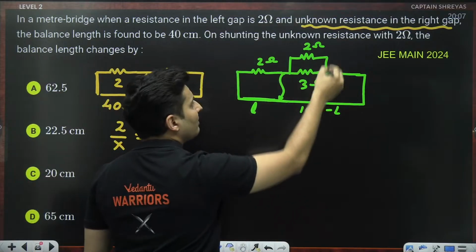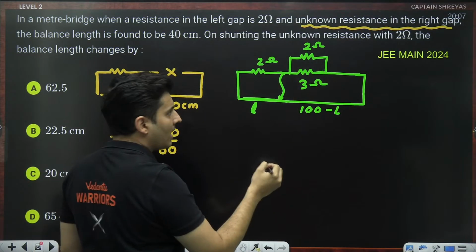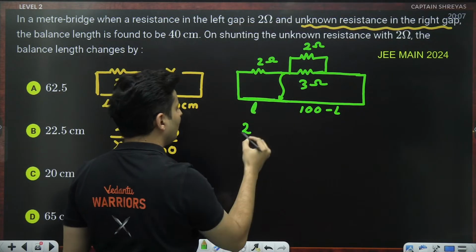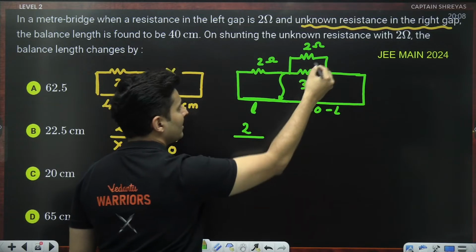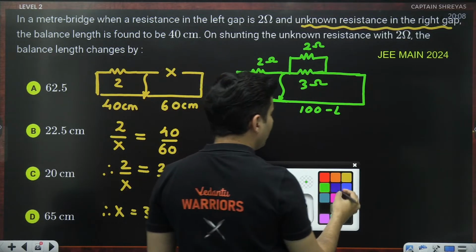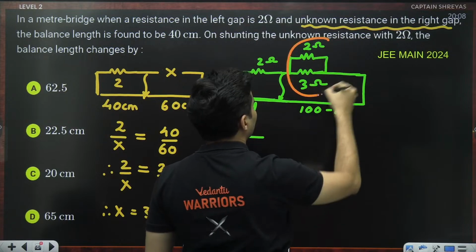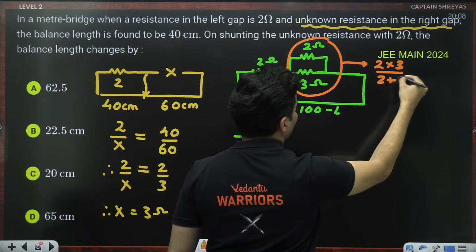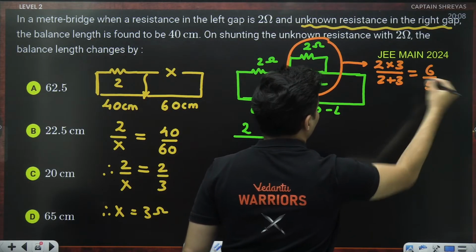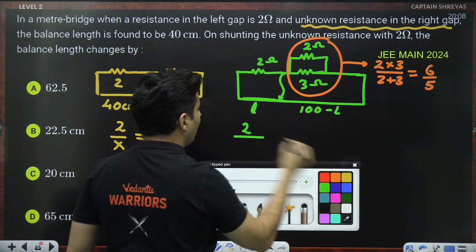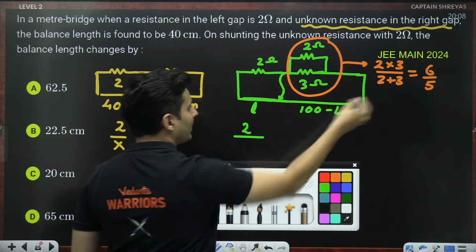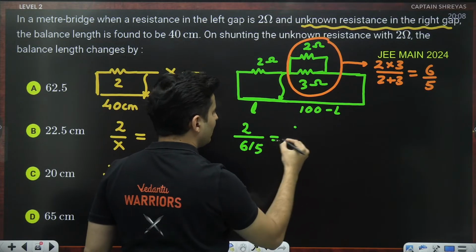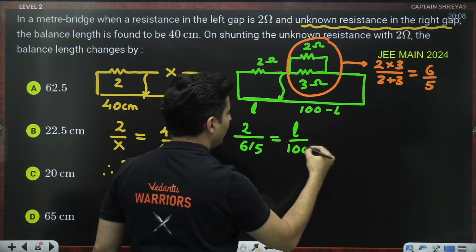Now, this will behave like one equivalent resistance in parallel, with another resistance together with it. How much is this resistance in parallel going to behave like? These two together will be R1 R2 divided by R1 plus R2, which is 6 by 5. So here I'll put this resistance, 6 by 5, equal to this length by this length, which is L divided by 100 minus L.